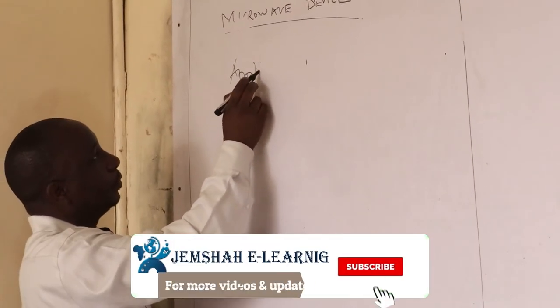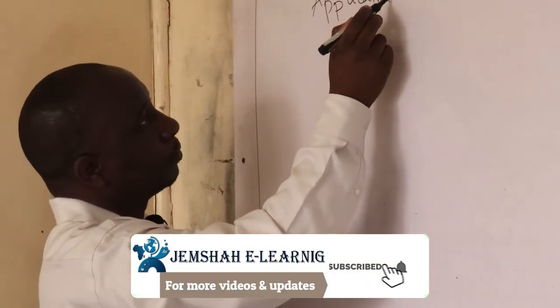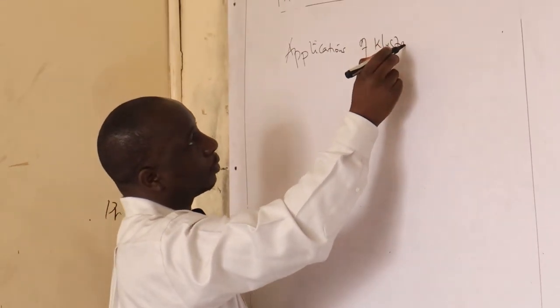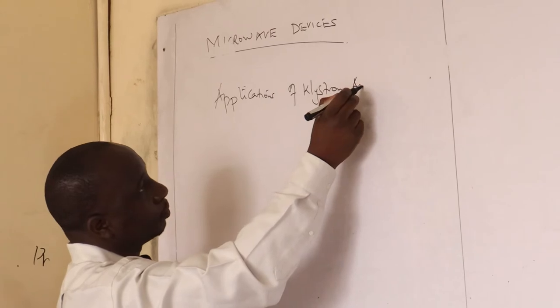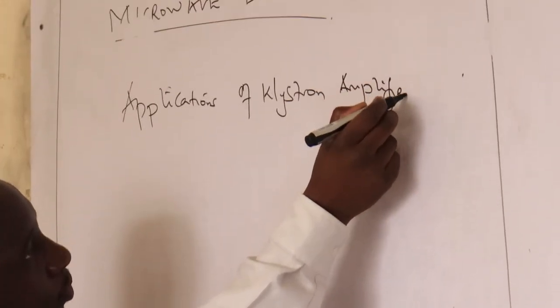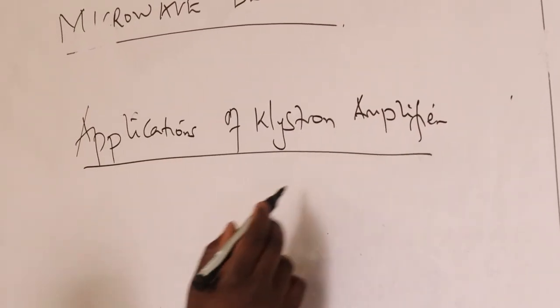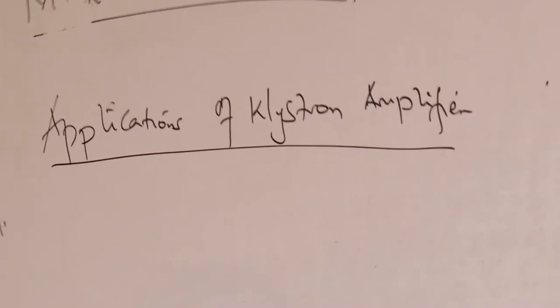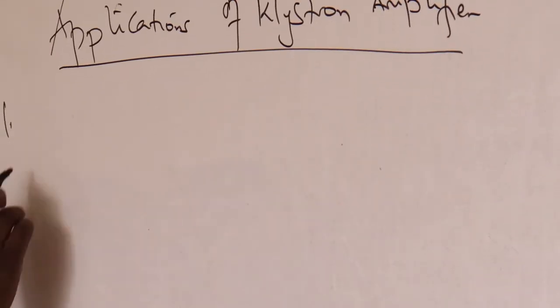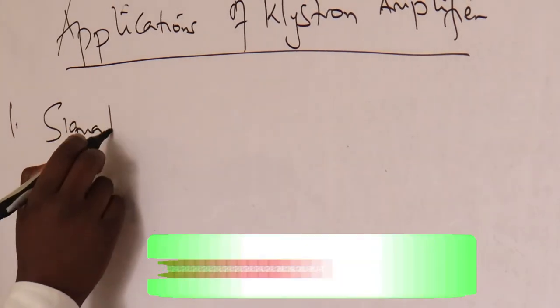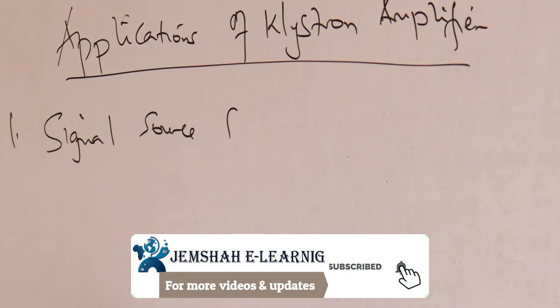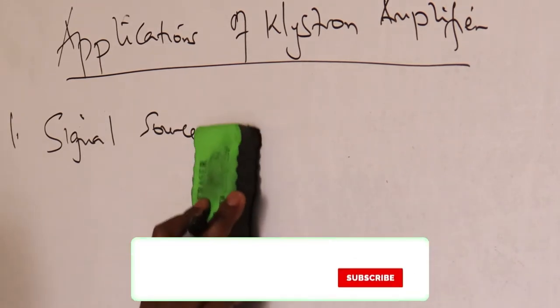So let us deal with also applications of klystron amplifier. We are supposed to know several applications of klystron amplifier. Number one is signal source in microwave generators.